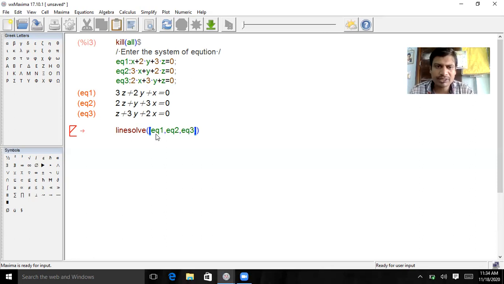First you type linsolve, then equation 1, equation 2, equation 3. After that, we take the unknowns x, y, z. Another square bracket, then x comma y comma z.